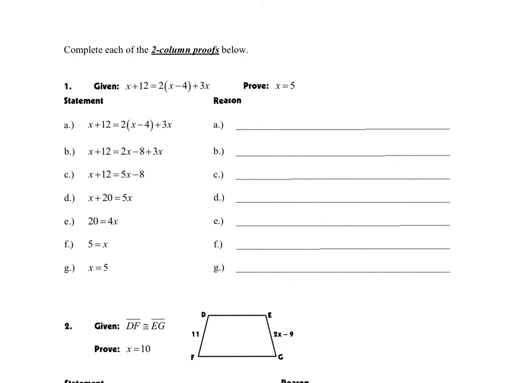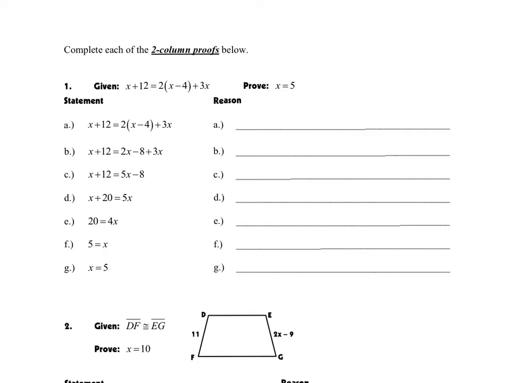All right, ladies and gentlemen, we are going to start with the given information here that x + 12 = 2(x - 4) + 3x. So that is our given information, and we are going to need to prove that x = 5.